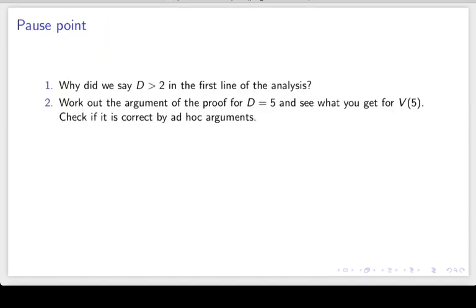Okay, so we are going to pause at this point. But when we pause, I'm going to give you some things to think about. So for example, I want you to think about why we said d greater than 2 in the first line of the analysis. Is that condition used anywhere in the argument that we wrote down? Okay, so you should think about that. And you should work out the argument for the proof for d equal to 5. So if you put 5 instead of d in that argument, how will the proof look?